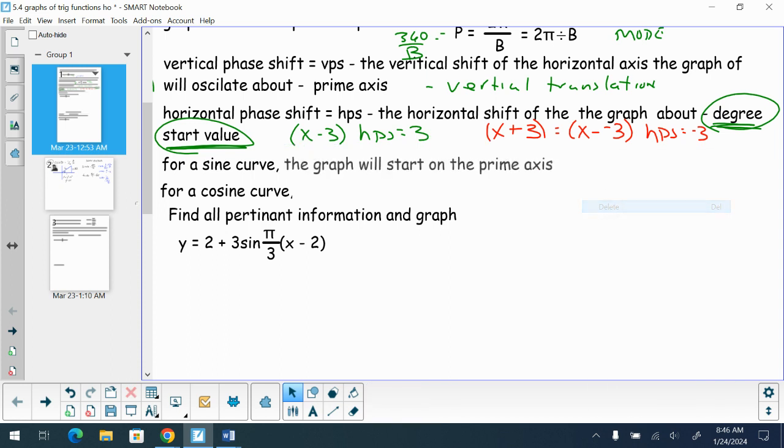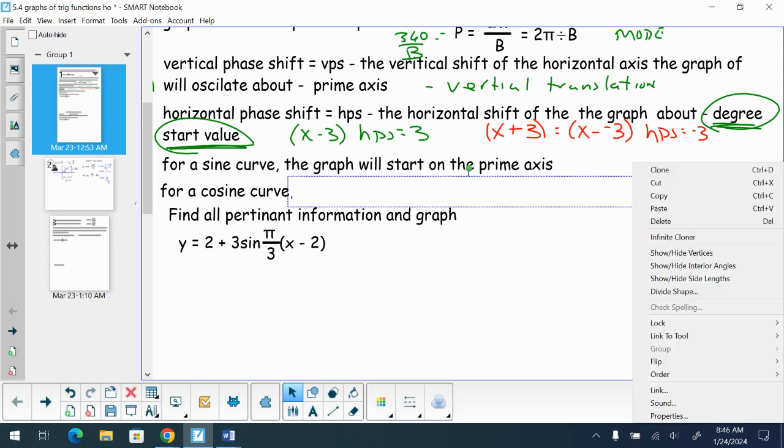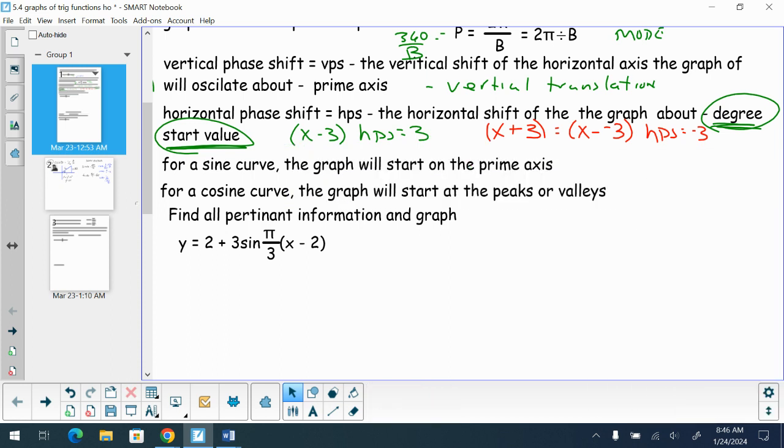And once again, going back to what we talked about with respect to sine and cosine curves. When you have a sine curve, your graph will start on the prime axis. For a cosine curve, the graph will start at either a peak or it will start at a valley.